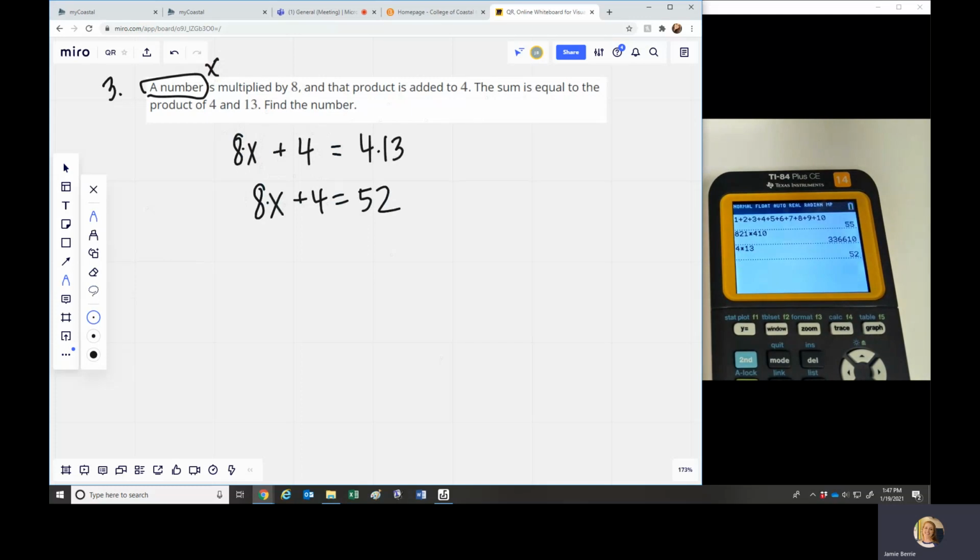Now let's work on solving this for x. So this is called a linear equation. It's called a linear equation because if you graph it, it looks like a line. We're going to start off by doing 8 times x. 8 times x is just 8x, very simple. Just write them side by side.